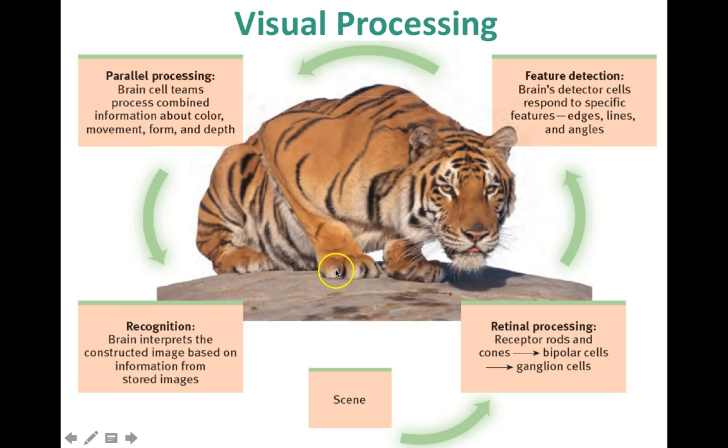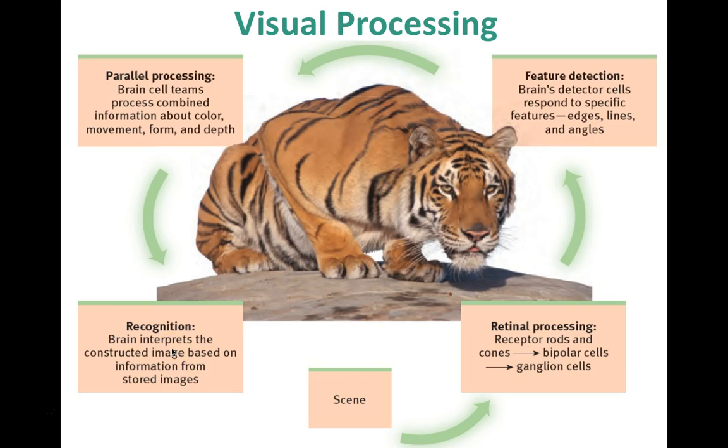So here's a summary of basically what we've been talking about. We have a scene, okay. We have the retinal processing of it that we've been through, okay. We have the feature detection. The brain's detector cells respond to specific features: edges, lines, angles. We have that parallel processing. All that stuff's going on simultaneously, and then it gets combined and integrated, okay. And ultimately, that combination and that integration results in a recognition.